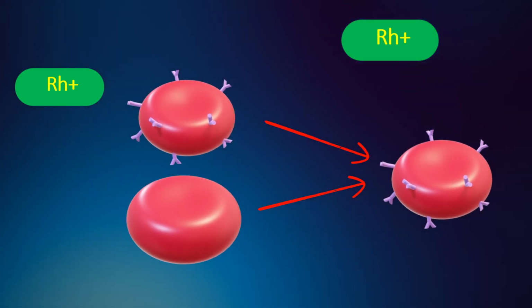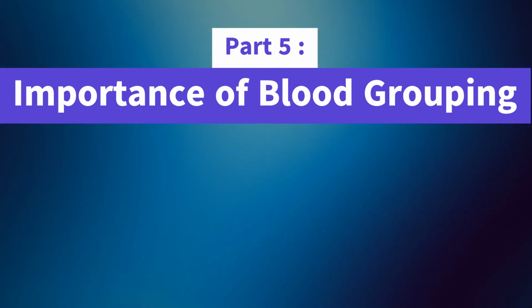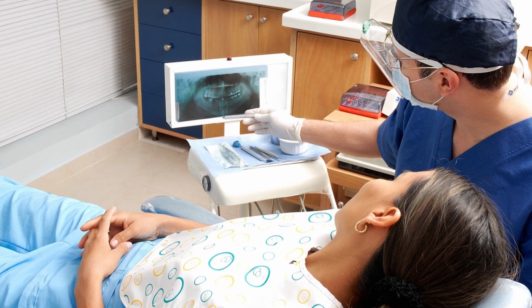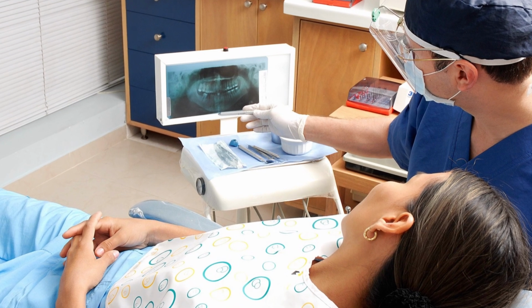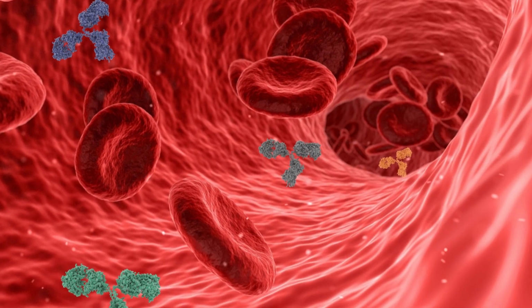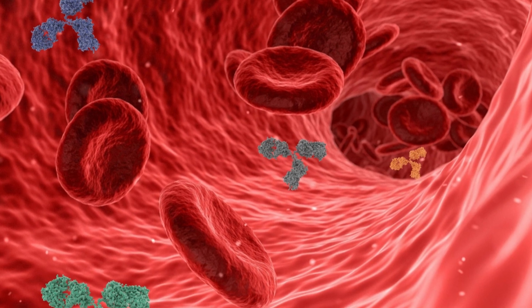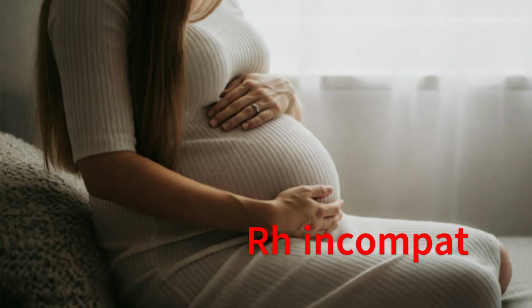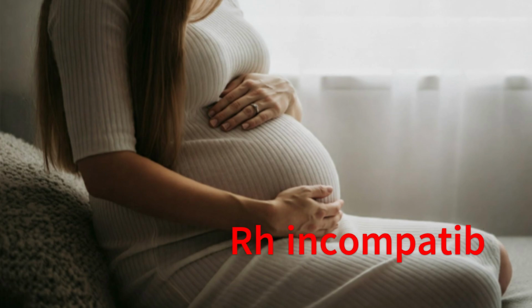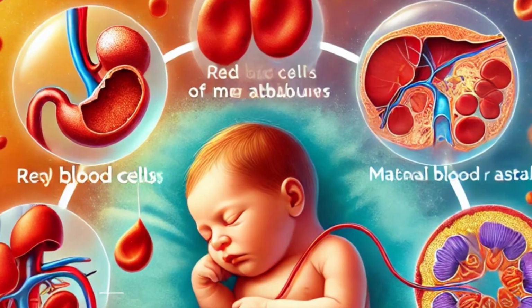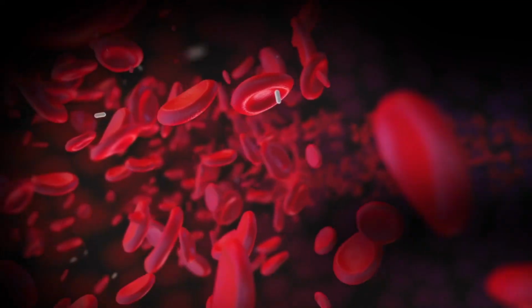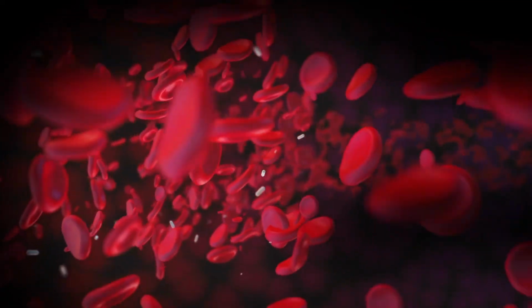Importance of blood grouping. Knowing your blood group is critical for safe blood transfusions. Mismatched blood can cause serious immune reactions, including clumping and destruction of red blood cells. Pregnancy care. Rh incompatibility between a mother and baby can lead to complications like hemolytic disease of the newborn. Emergency situations. Knowing your blood type can save precious time in life-threatening cases.